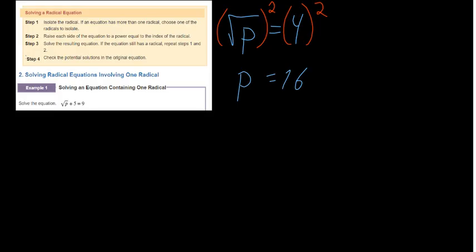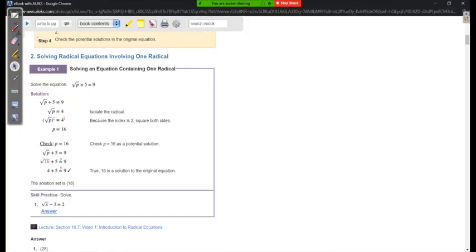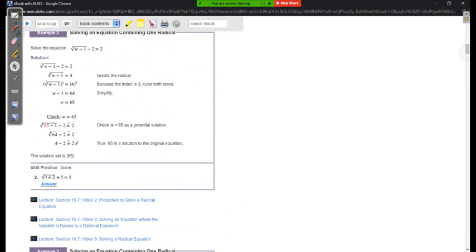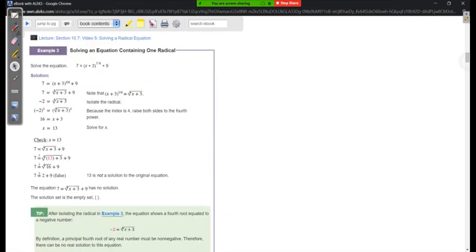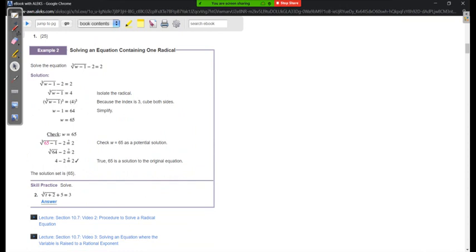Okay, so let's go ahead and jump to example 2. Which one? Let's see. Okay, example 3 would be the big one. So example 2. Solve the equation. First of all, we need to isolate that w. In order to isolate w, it looks like I need to add 2 to both sides. So let's knock that out. The cube root of w minus 1 is equal to, we add 2 to both sides, 4.